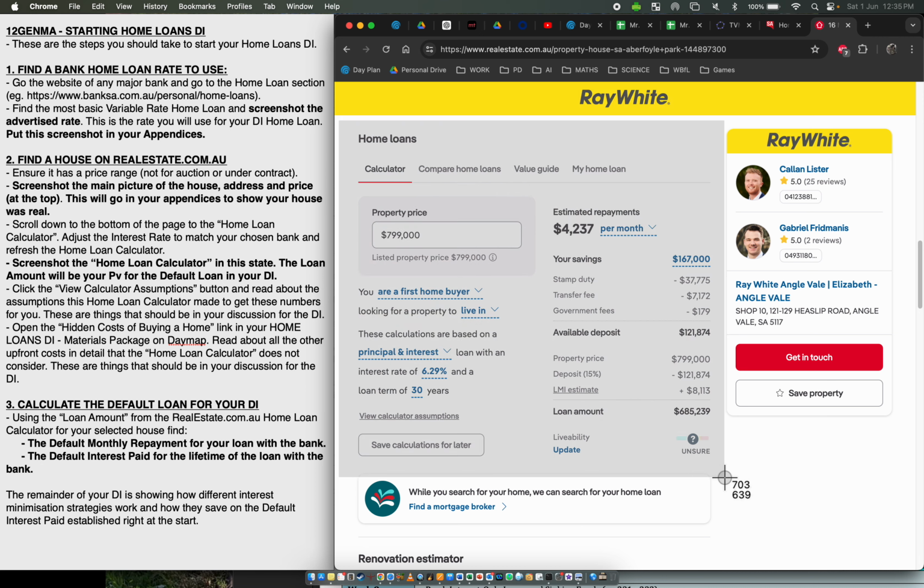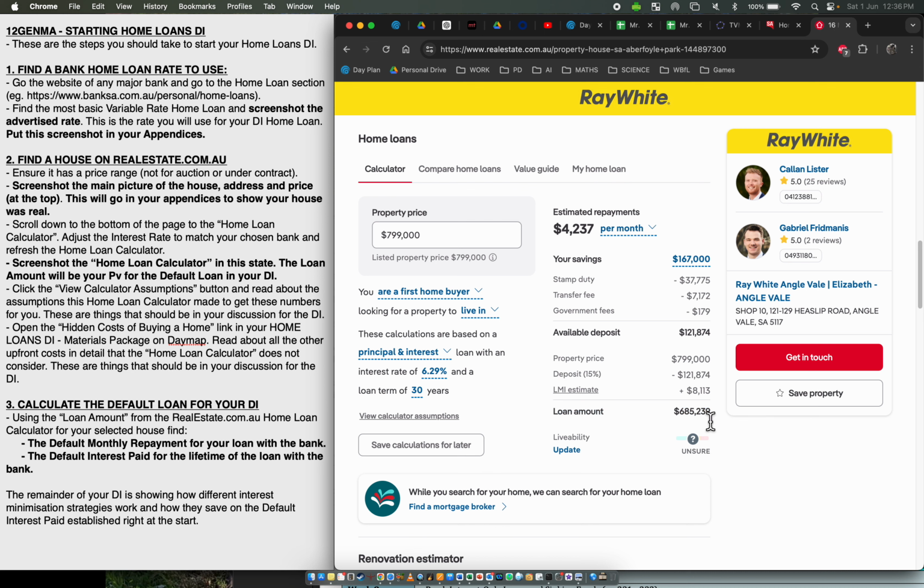Okay. Why is that important? Because we need these numbers here. So this number is something that you can talk about in your assumptions and limitations, because we've already discussed that home loans require a deposit. So we're just going to assume that you paid that deposit to take out this loan. But the most important thing for your DI is the loan amount, which is going to be $685,239.